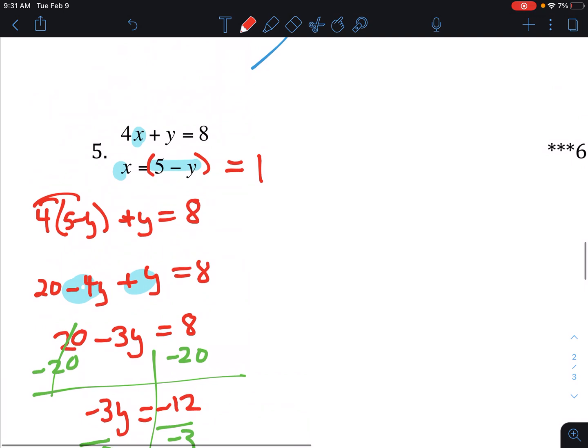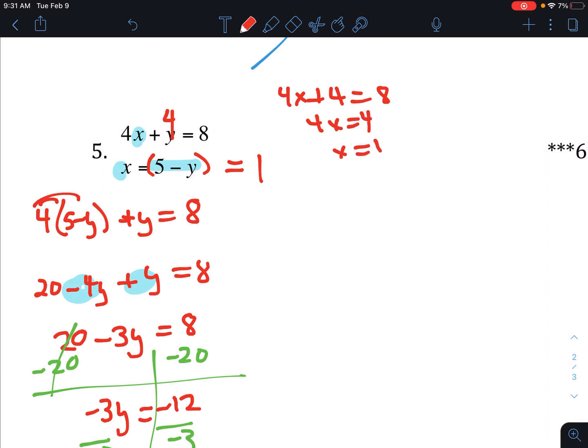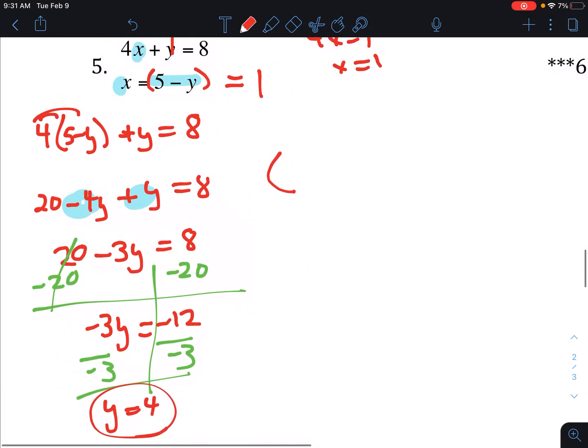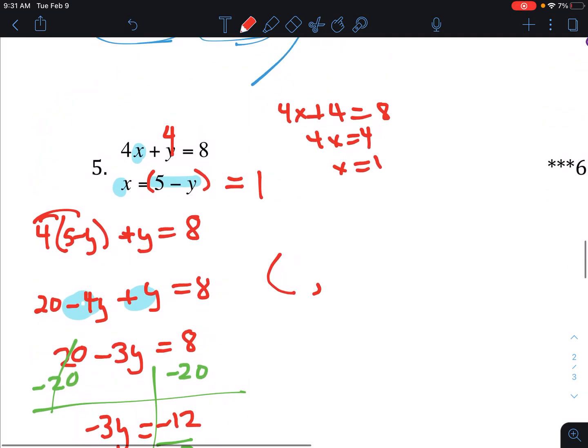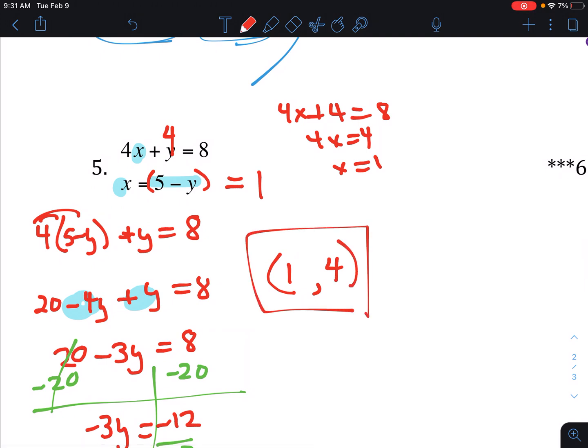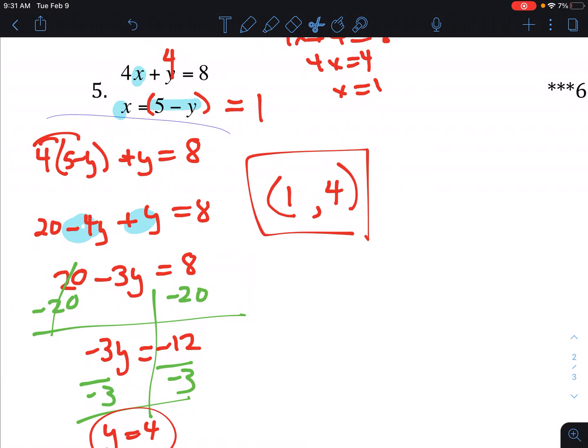If I wanted to put it here and I put a 4 up there, that would leave me with 4x plus 4 equals 8. Subtract 4, 4x equals 4, and guess what? X still equals 1. So remember, I got the y value first when I was solving it, but in my ordered pair, the y value is always second, the x value is always first. So there is my answer.